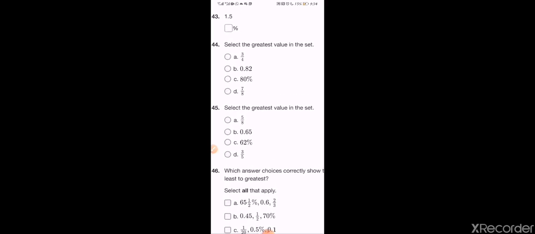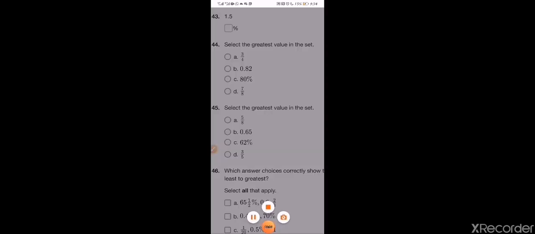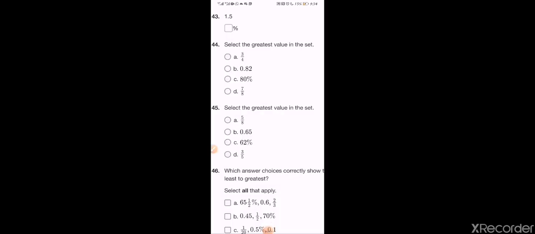Okay. Now, question number 44. Select the greatest value in the set. Okay. How can I compare them while they are different forms? We cannot. So I will change all of them to the percent, then we can compare. If you want to change to another form, also you can. If it's easier for you to make it a decimal, so also you can. Let's see. 3 over 4. How can I make the 3 over 4 as a percent?